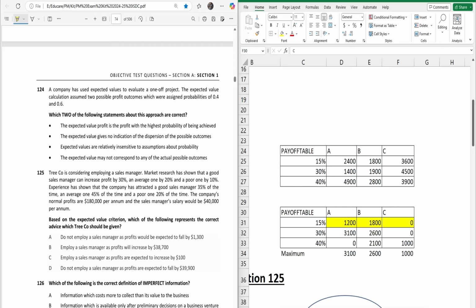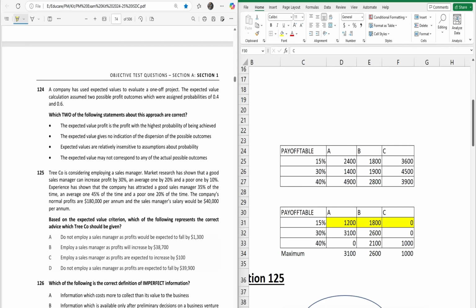Question number 124. A company has used expected value to evaluate one of its projects. The expected value calculation assumed two possible profit outcomes which were assigned probabilities of 0.4 and 0.6. Which two of the following statements about this approach are correct?